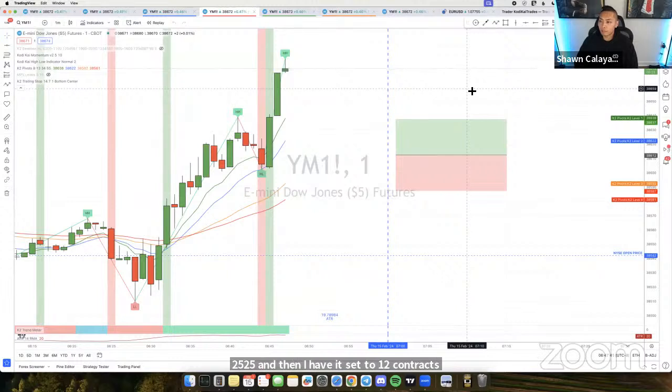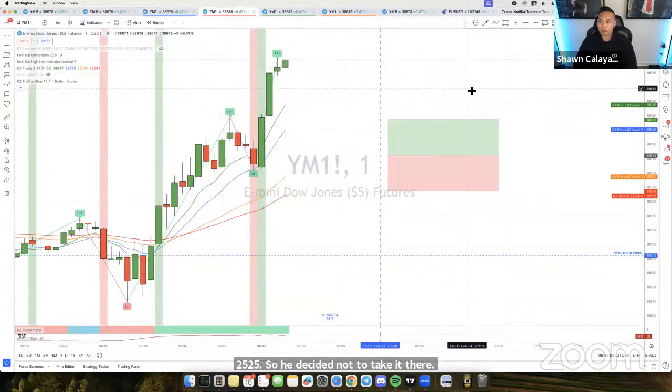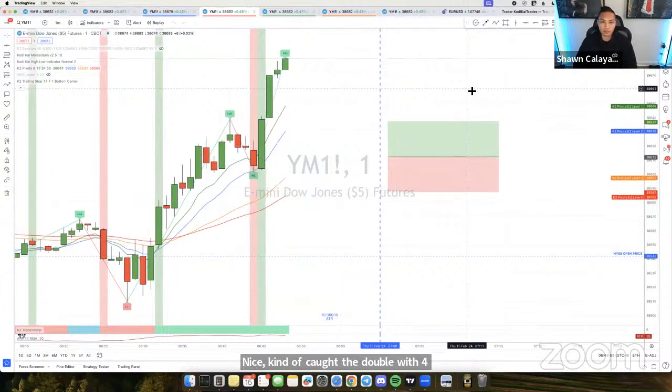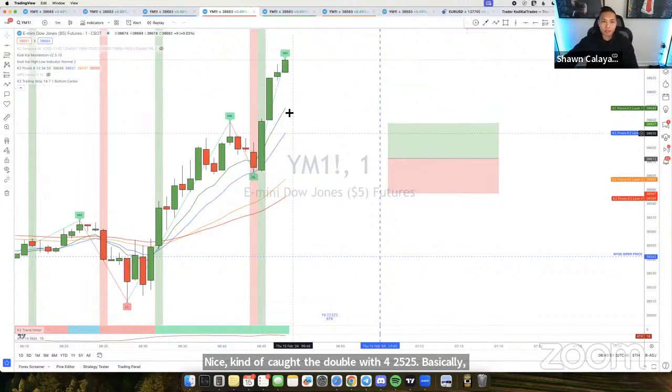Nikki caught it. Maria caught it. Nice work, guys. Yeah, for you guys who caught it, Natasha got it as well for a partial. Yeah, William too. Same situation. William has his settings at 25.25, so he decided not to take it there. Nice. Kind of caught the double wick for 25.25. Basically a normal V1 pattern down there.